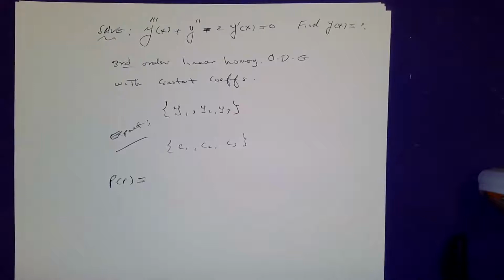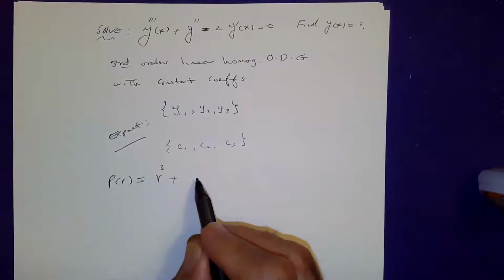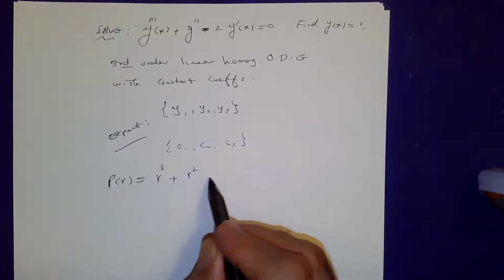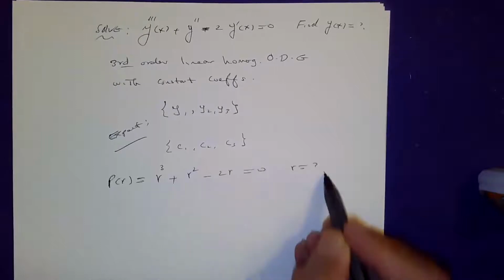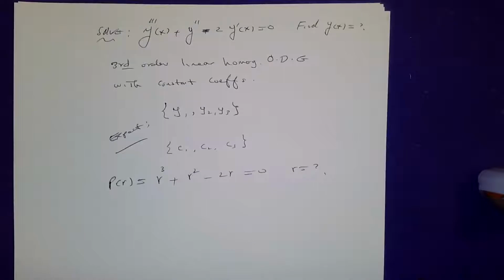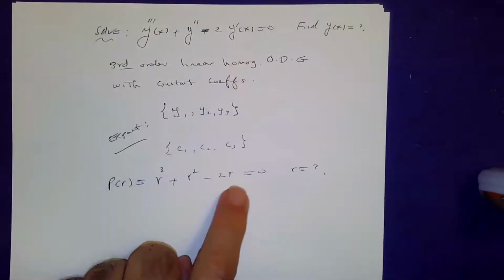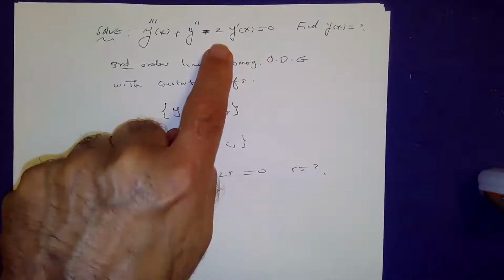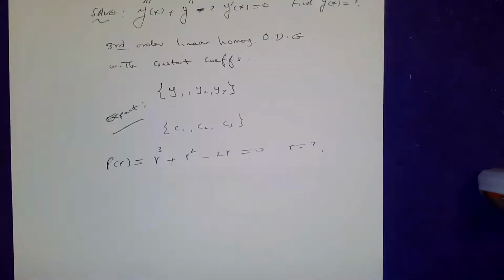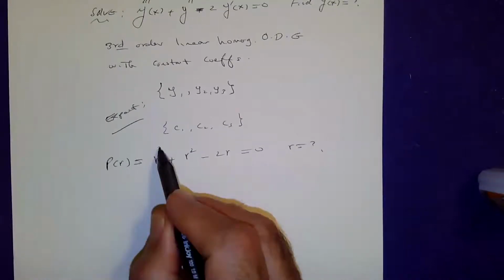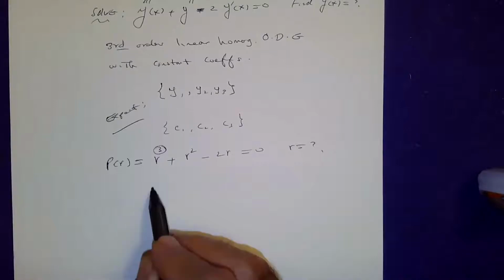R cubed plus R squared minus 2R, set it equal to 0, find R. So remember, there was no y, so there is no constant. So this is y', that's R squared, that's R cubed. Okay, because this is third degree, I need 3 answers. How do I do that? Factor out an R.